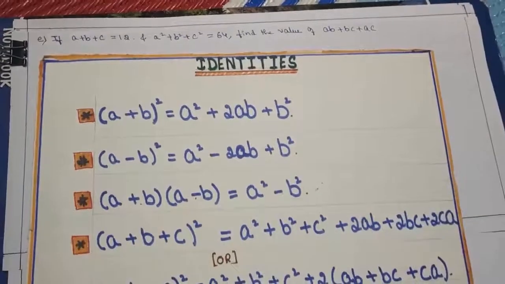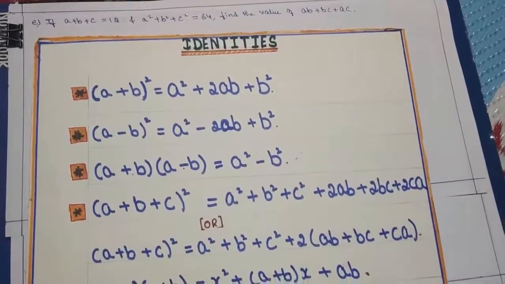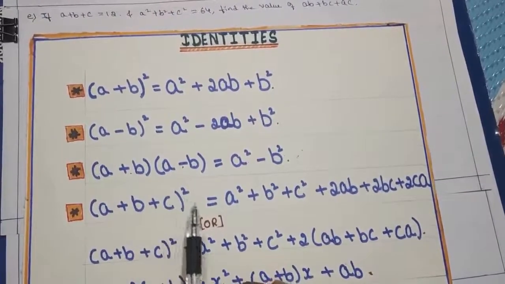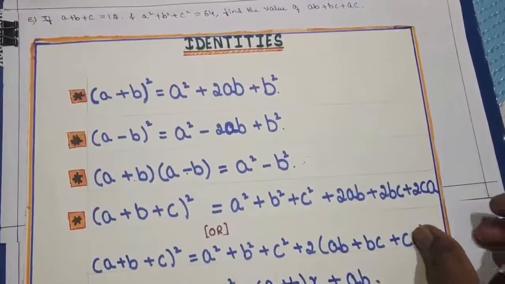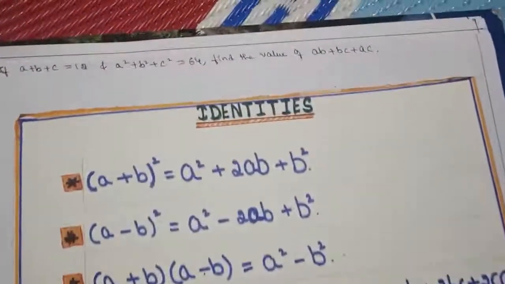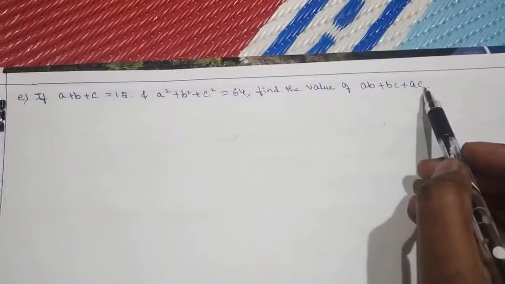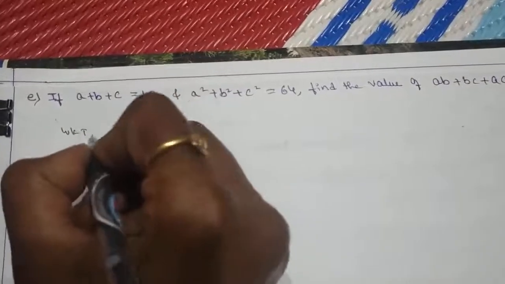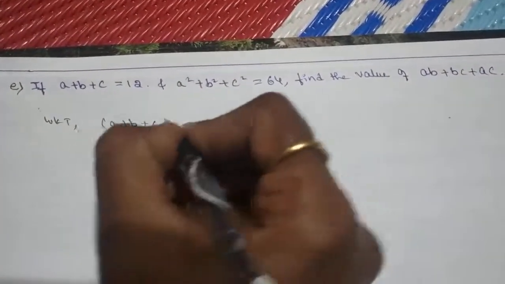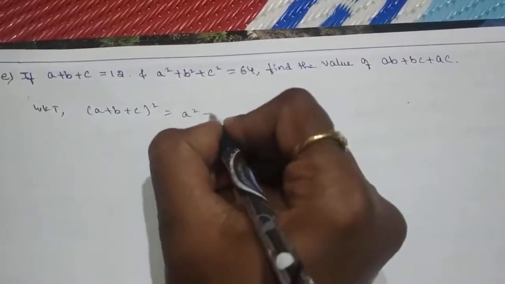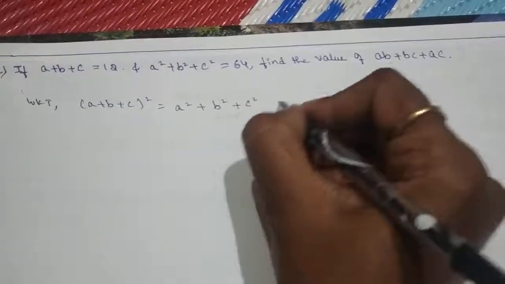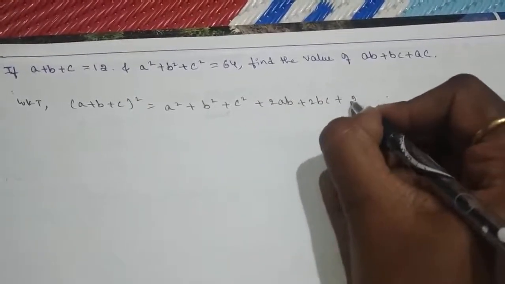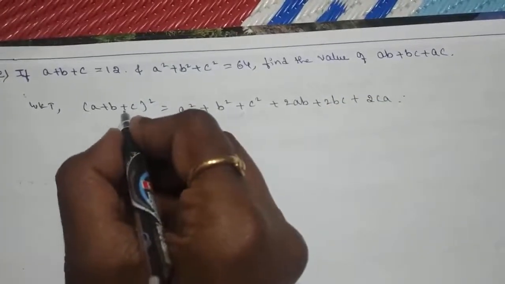Check it, children. a plus b plus c equal to 12. There are 3 variables. I hope it is this identity. Is it right? (a plus b plus c) whole square. Yes. By using this identity, we need to find the value of ab plus bc plus ac. Right? So first you write down the identity. (a plus b plus c) whole square equal to a square plus b square plus c square plus 2ab plus 2bc plus 2ca. Right? Then what is the value of a plus b plus c?